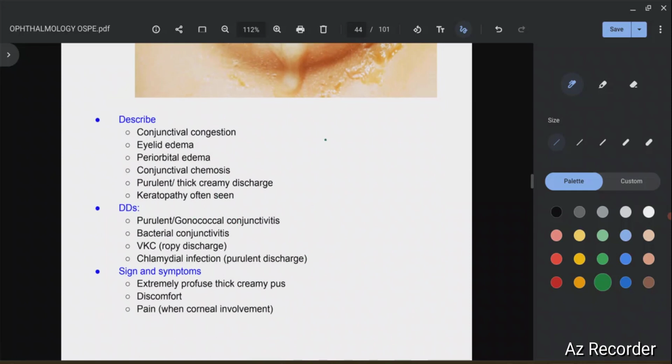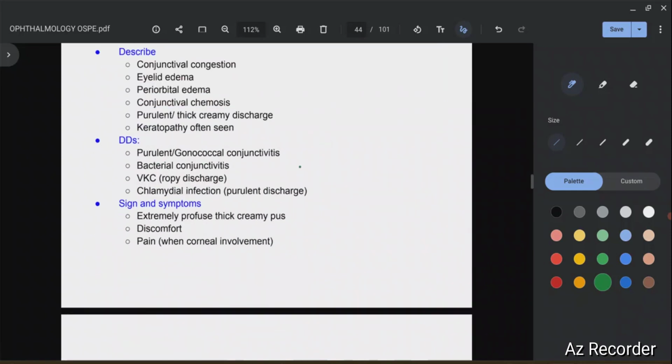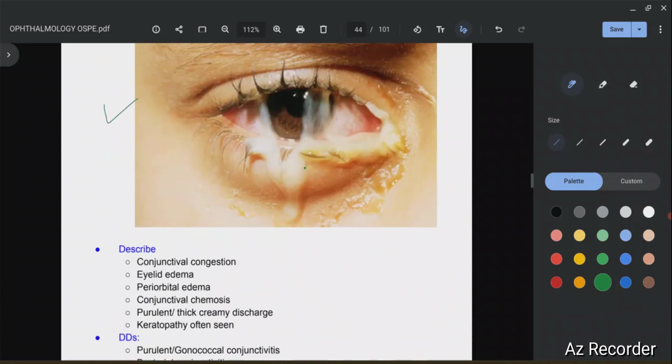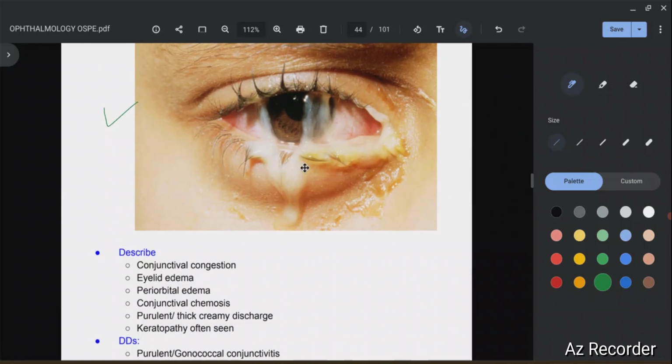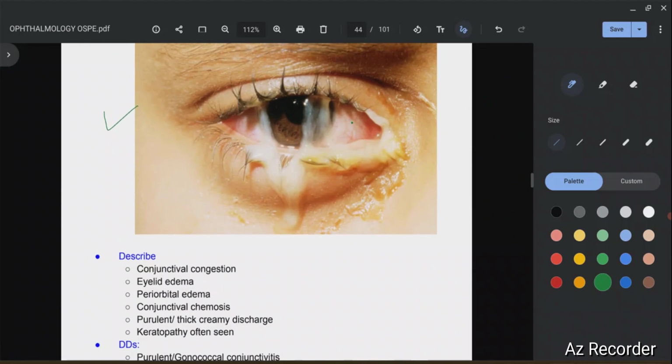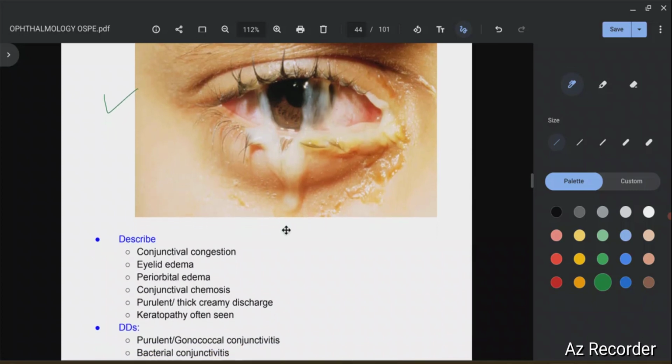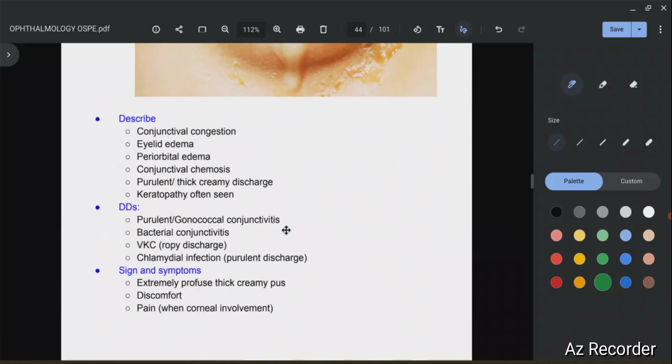Remember, if someone has this kind of discharge, this is gonococcal conjunctivitis. This can be bacterial conjunctivitis as well, and this can be vernal keratoconjunctivitis, in which you classically have ropey discharge, thick ropey discharge. It makes ropes. But there will be papillae seen, and there will be excessive chemosis, actually. And yes, the history is very important here.